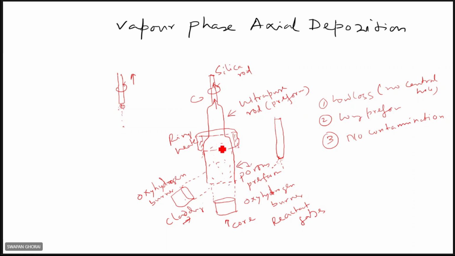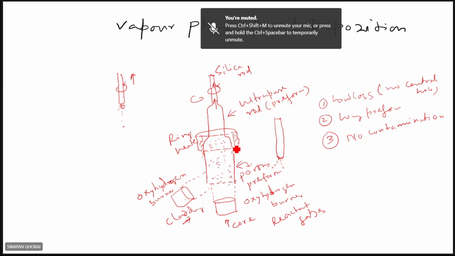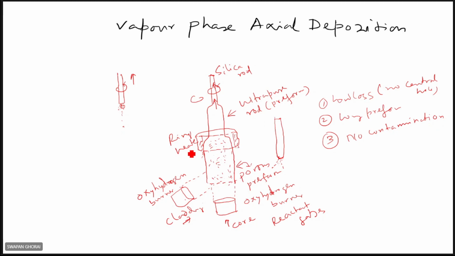You see it here. This deposition has a porous structure. After a certain length of depositions, it is passed through a ring heater. This is a heater, a ring heater, that will create the zonal melting.